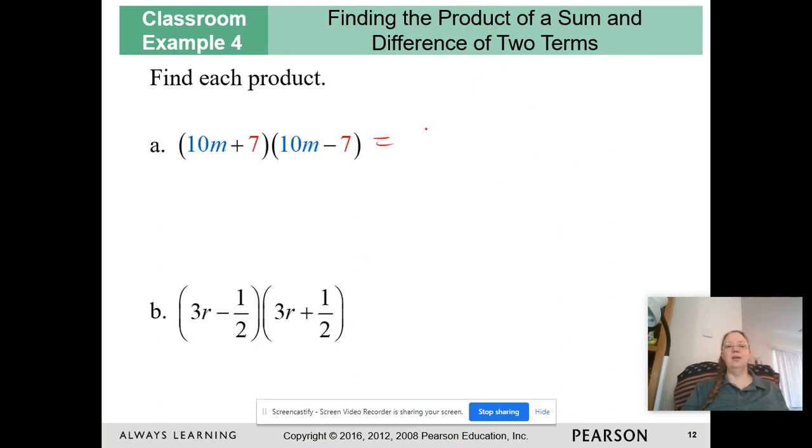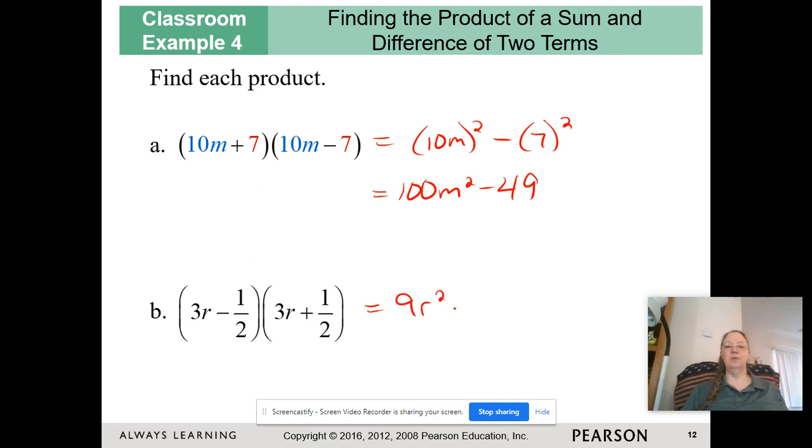We're going to take the first term and square it, and the second term and square it. Be careful, you got to square the 10 as well. m squared minus 49. Square the first term, square the second term.